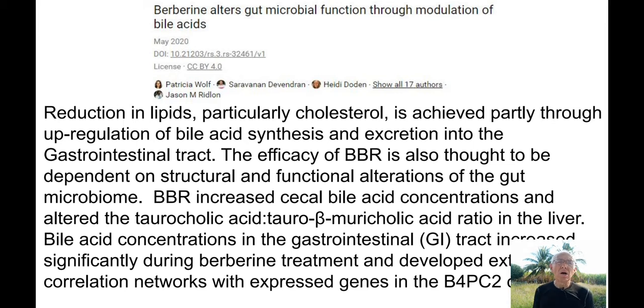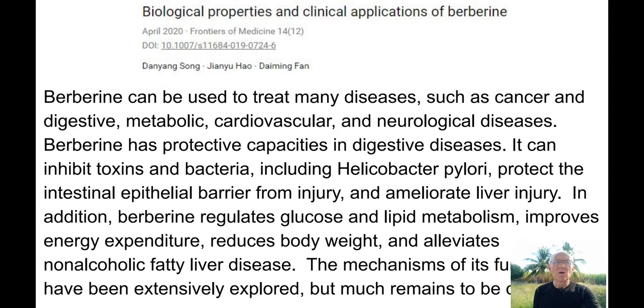But again, diet is the most important thing that you have to consider. But berberine can probably help together with metformin. Okay, what else?